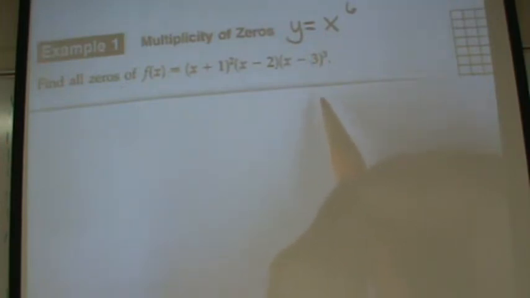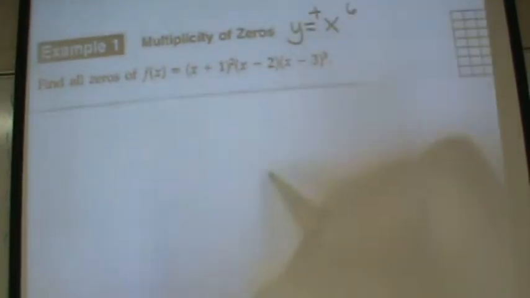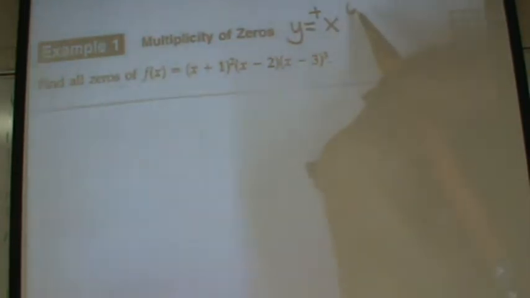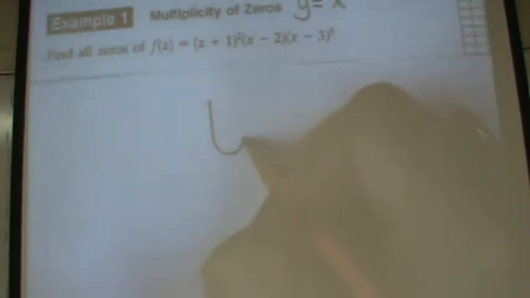Why do you think it's positive? There's no negatives. So when you start multiplying this stuff out, this is going to be positive. So now can you tell me, is the left and the right side going to go up or down? They're both going to go up. Why?